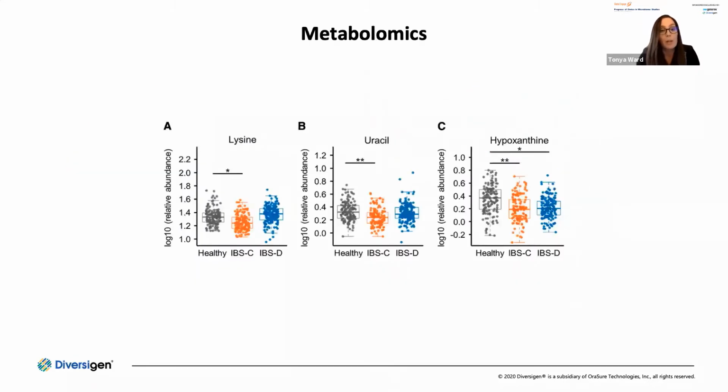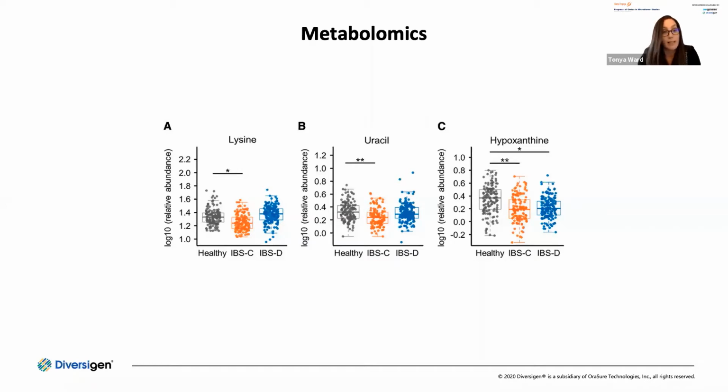If we first look at the metabolomics data, what we found is that those with IBS-C had significantly decreased levels of lysine, uracil, and hypoxanthine. What's really interesting is the hypoxanthine was actually decreased also in those with IBS-D. Hypoxanthine can serve as an energy source for intestinal epithelial cells, and it promotes intestinal cellular barrier development and recovery following injury. So this lower amount of hypoxanthine could reflect decreased production by the host, in the intestine, or perhaps elevated breakdown of hypoxanthine by the microbiome in the gut of those with IBS.